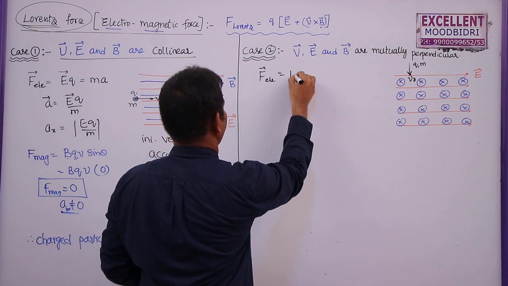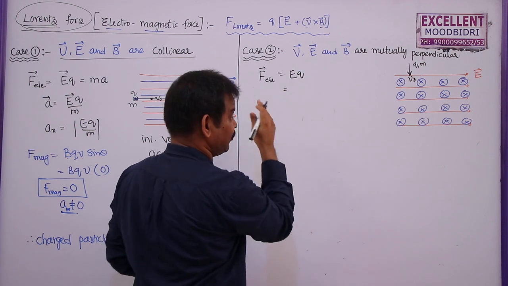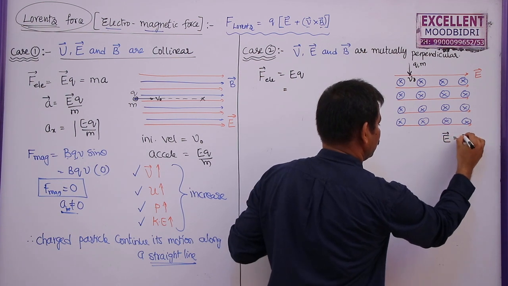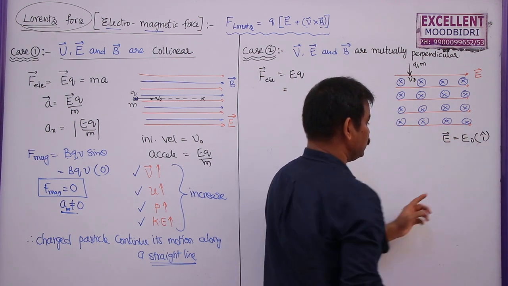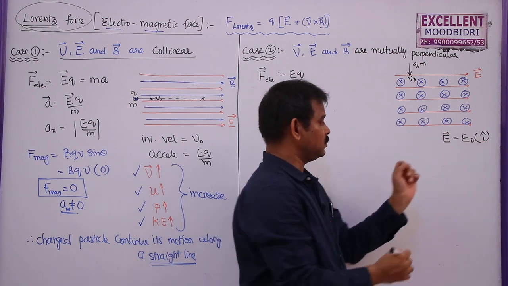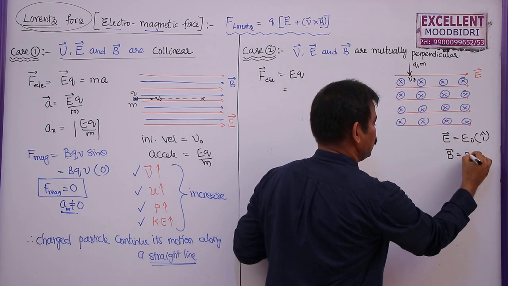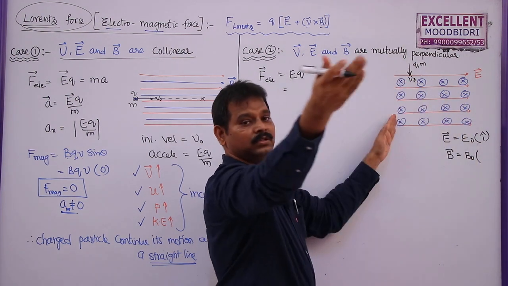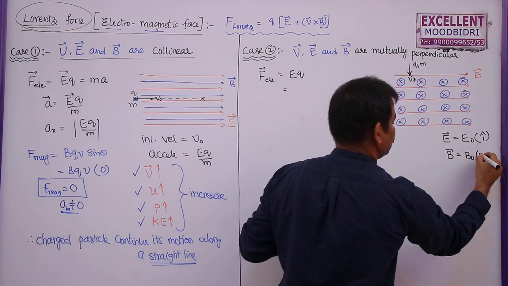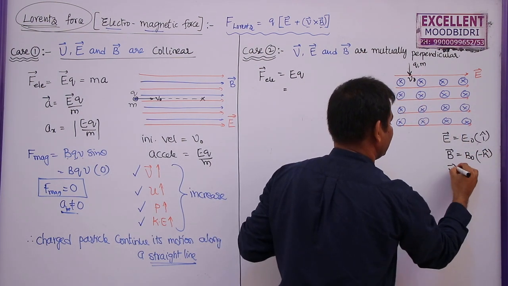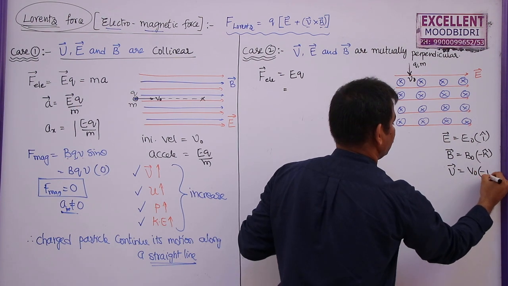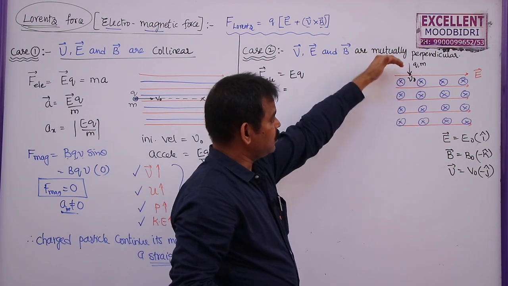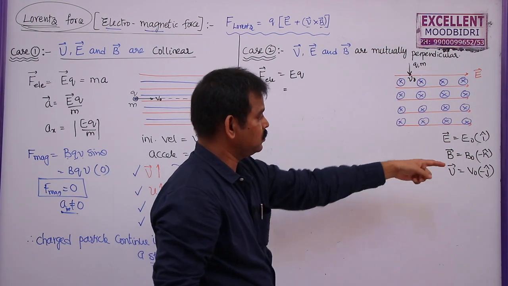F electric is given by EQ. So direction of E is along x-axis. So here I can write E is equal to E naught I cap, that represents electric field is along x-axis, and magnetic field B bar is equal to B naught. This is into the board. This is x-axis, this is y-axis, this is positive z-axis, but this is negative z-axis. So minus K cap, and velocity is given by V naught minus J cap, because it is entering into the combined region perpendicular to this one along negative z-axis, so minus J cap.